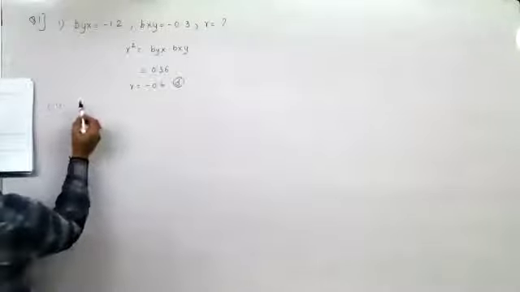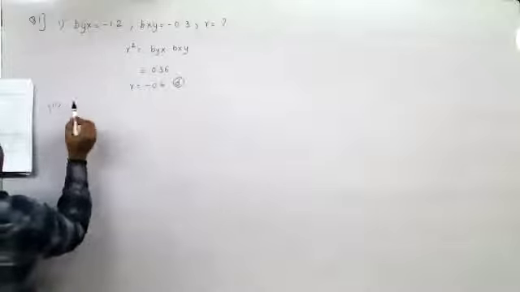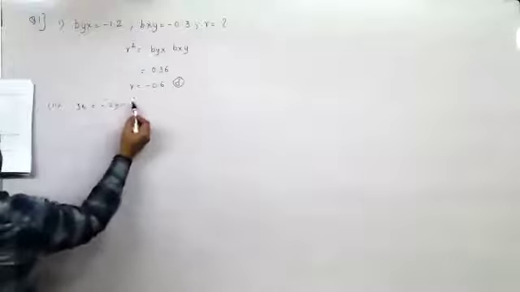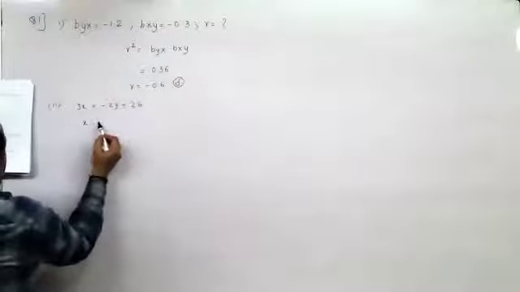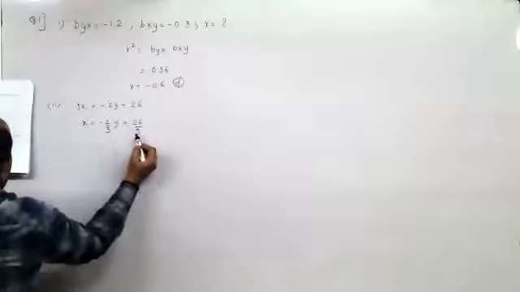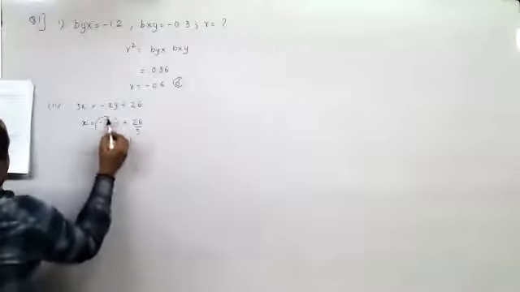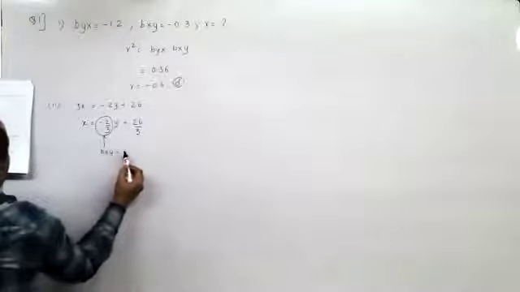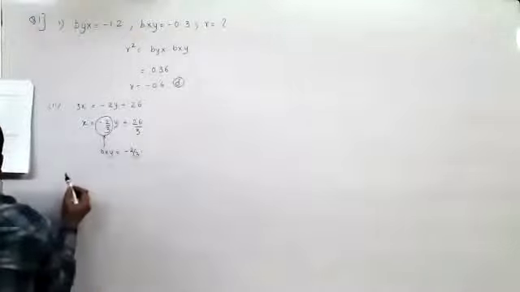The regression equation of x on y is this. This is x on y. X on y means x to the left, y to the right. x equal to minus 2 by 3 y plus 26 by 3. So here this is bxy. It is minus 2 by 3.